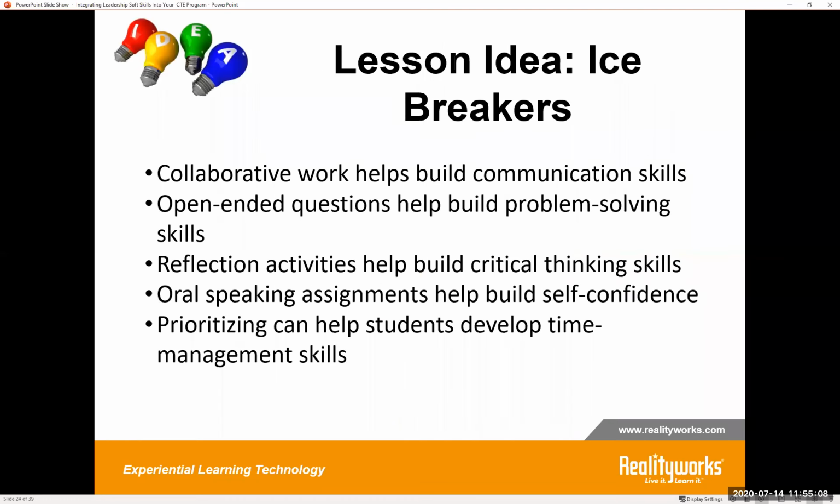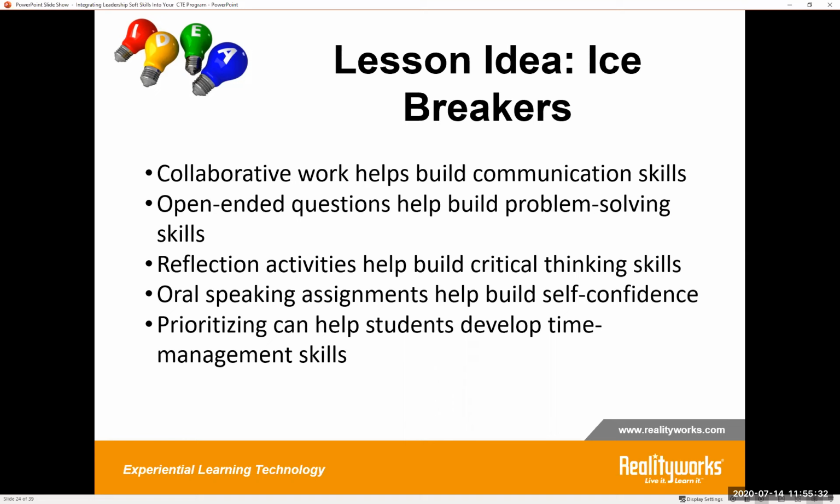So one easy way to integrate leadership skills into every class is through the use of icebreaker activities. These could be a 30-second introduction or a focused 5-minute activity, but leadership skills can definitely be addressed in every classroom. So here's a few more ideas for icebreakers. And some of these students are probably not even aware that they're learning these types of skills.